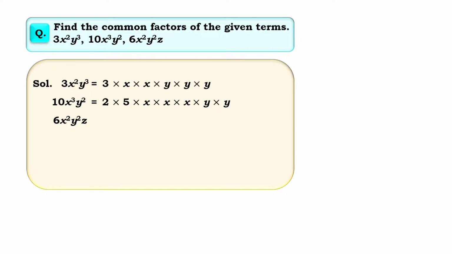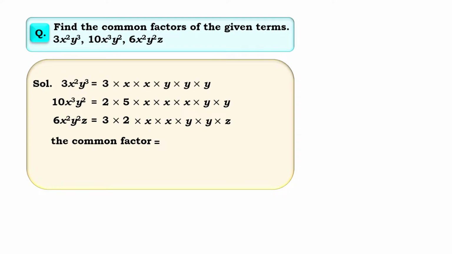Then 6x square y square z. 6 you all know, 2 3s are 6. You can write 3 2s are 6, no problem. X square means x multiplied with x 2 times, y square means y multiplied with itself 2 times, and z.